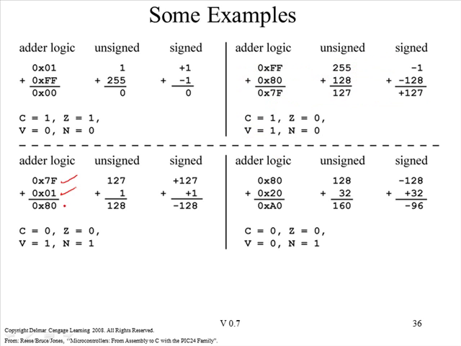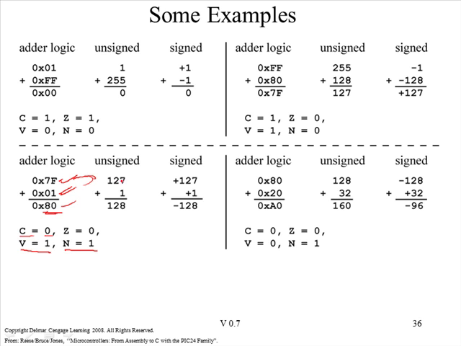Here I'm adding 7F plus 01. I get an 80. I did not get a carry out. The carry flag is a 0. I added a positive number plus a positive number. I got a negative number. That means that I do have signed overflow. This hex digit here is 8 and greater, so that means that the negative flag is a 1.